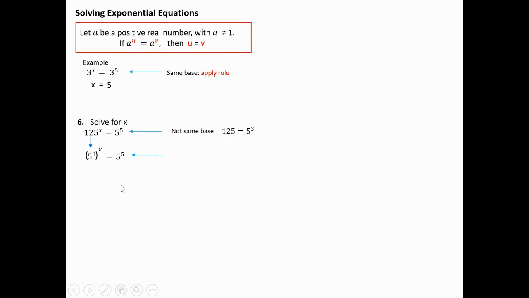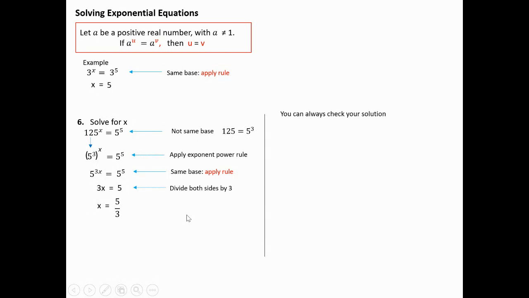Then here we apply the exponential power rule, which means we multiply the powers. So 5 to the 3x equals 5 to the 5th power. Now we got the same base, so we can apply the rule. So 3x equals 5. So divide both sides by 3. So x equals 5 over 3.